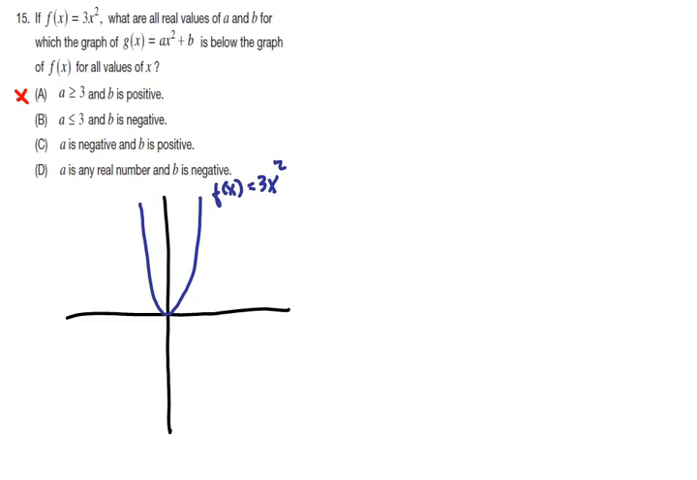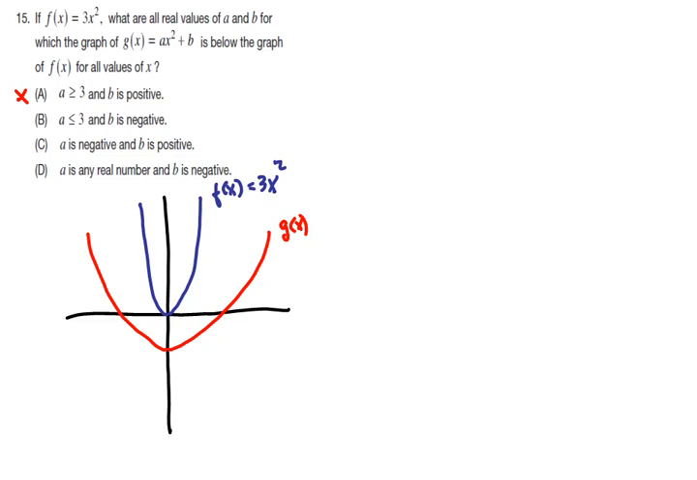All right, the next one, a is less than or equal to 3 and b is negative. Now, if a is less than or equal to 3, then it's going to open wider than 3x squared, and so it will also not come into contact. There will be no intersection between g of x and f of x. And also, since b is negative, no, I'm sorry, that's not right. Yes, if b is negative, it means it's going to be shifted down.